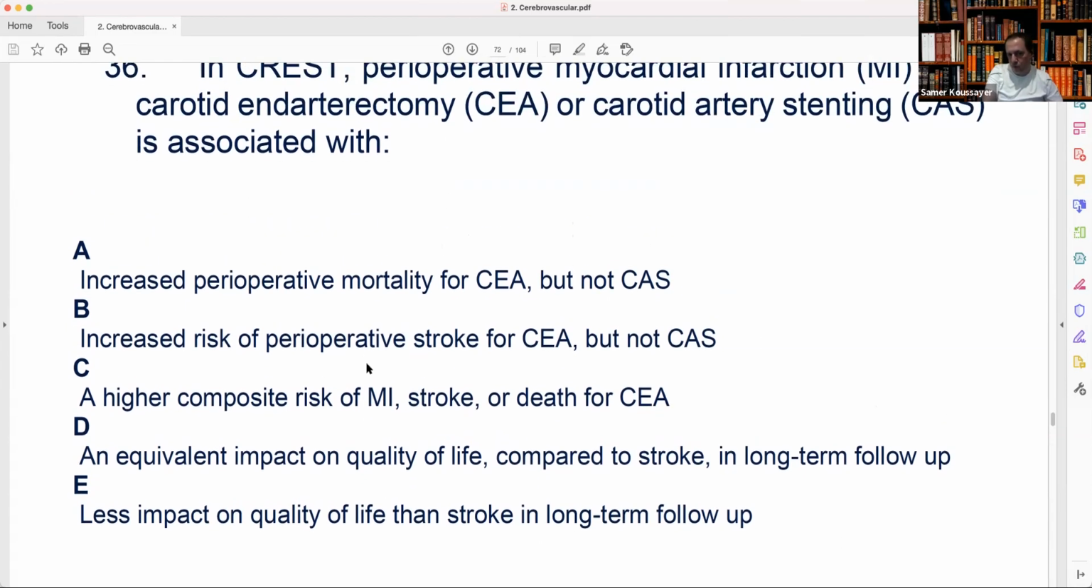Like the stroke, they have a worse quality of life than MI. So this is wrong. Okay. Less impact on quality of life than stroke and long-term follow-up. Yes, I think this is the correct one. Yeah, this is the correct.